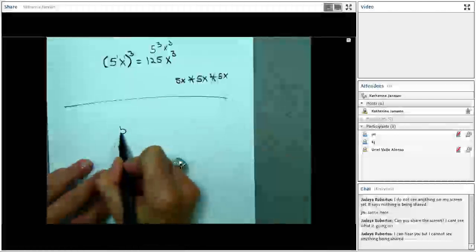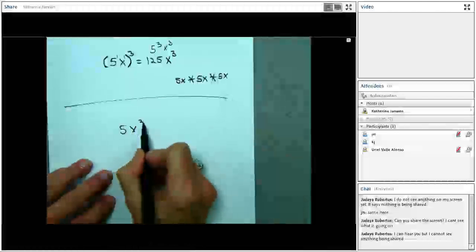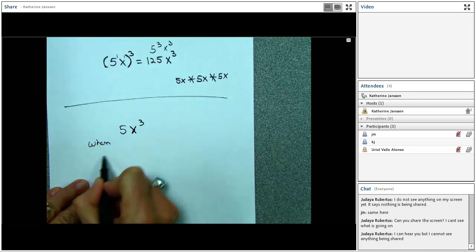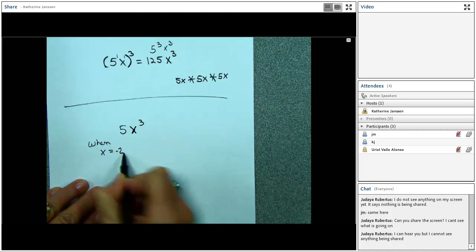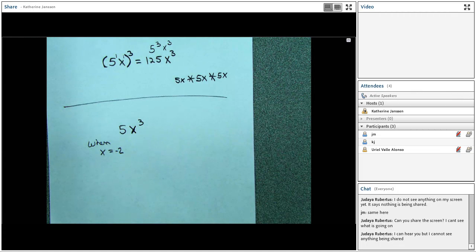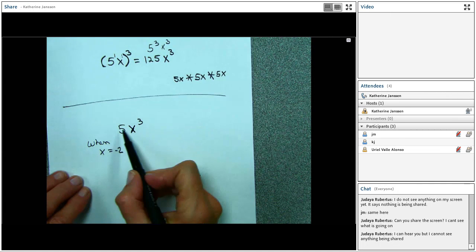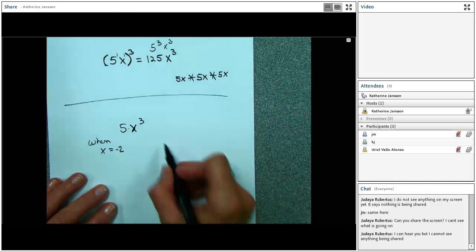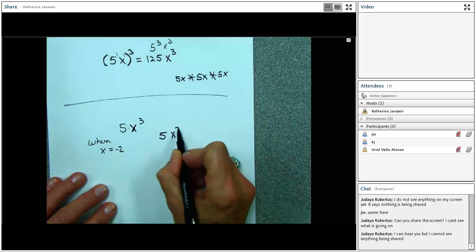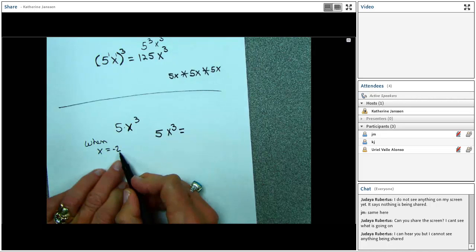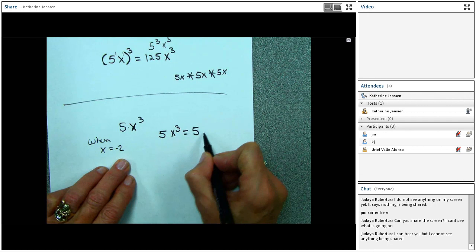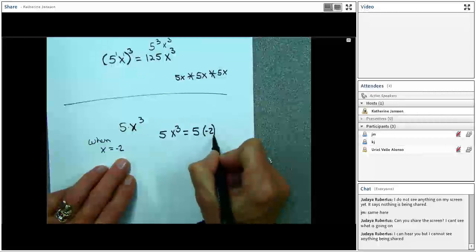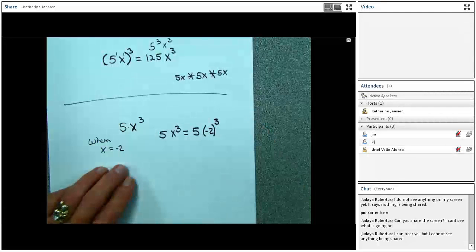We're supposed to solve 5x cubed when x equals a -2. Here I have 5 times my base raised to an exponent. I'm going to very carefully copy that down and then substitute. I have 5 times x, which is a -2. I'm going to protect the sign, and raised to the third power.